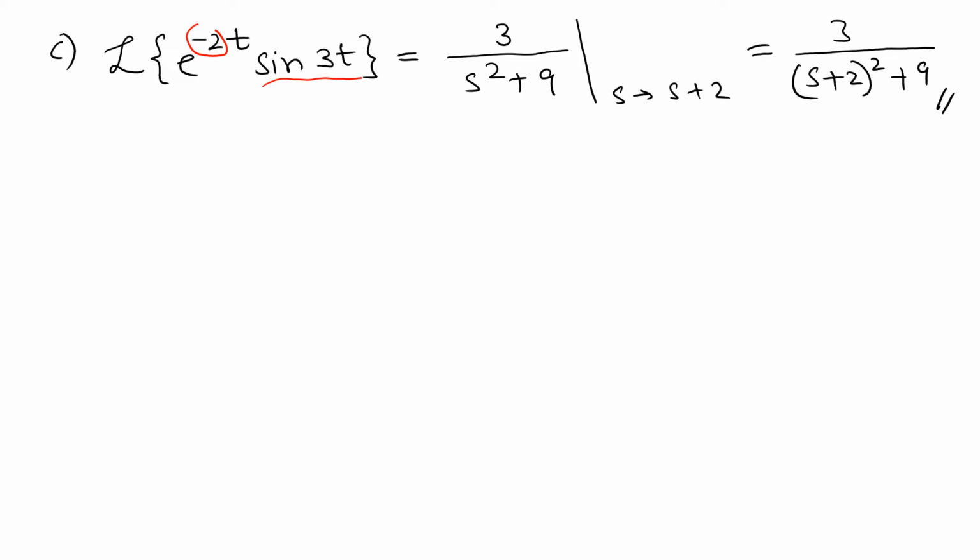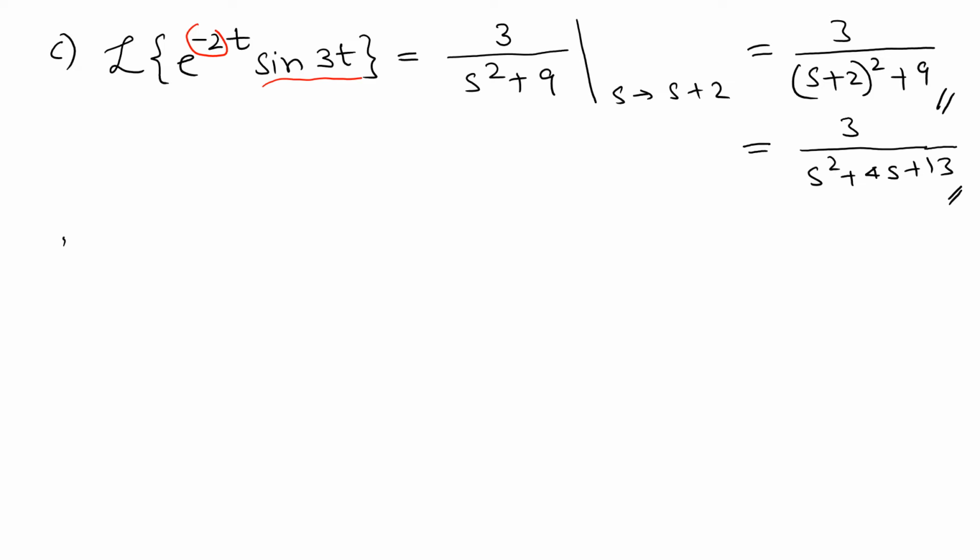If you want, you can also distribute this one and write it like this. If you distribute, you get 3 over s squared plus 4s, and then you also get 4 plus 9, so you get 13. So either way is okay. You can write one of the versions, it doesn't really matter. So let's look at the next one.